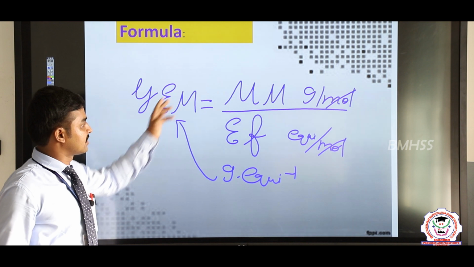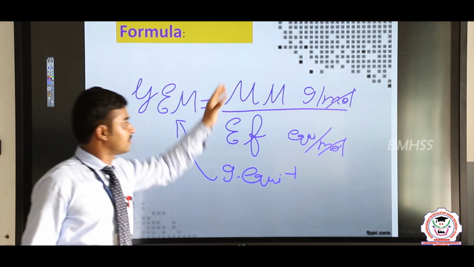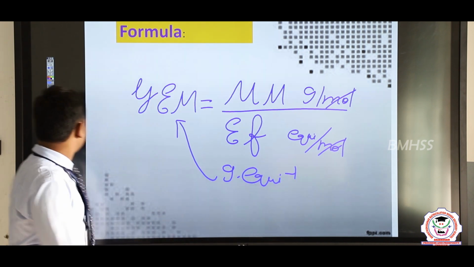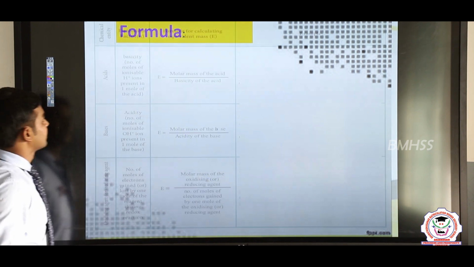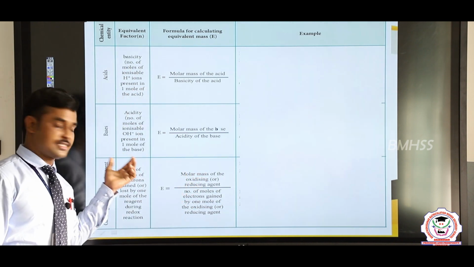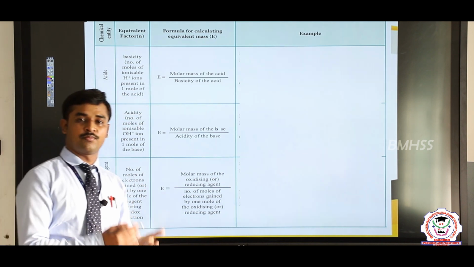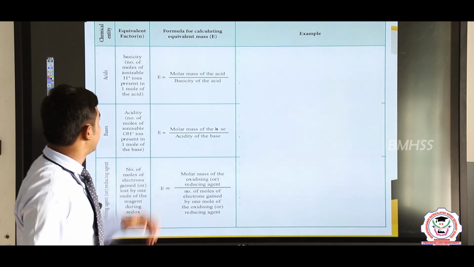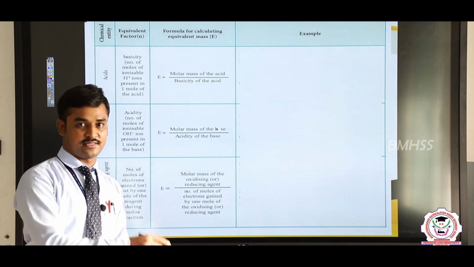So, gram equivalent mass has the formula molecular mass divided by equivalent factor, and the unit for gram equivalent mass is gram per equivalent. For example, I show a picture. It contains a table in which the acids, the bases and the oxidizing agents are given. We need to calculate the equivalent mass for the acids. So, first, what is the equivalent factor for the acids? The equivalent factor for acids can be represented by the basicity of the acids.